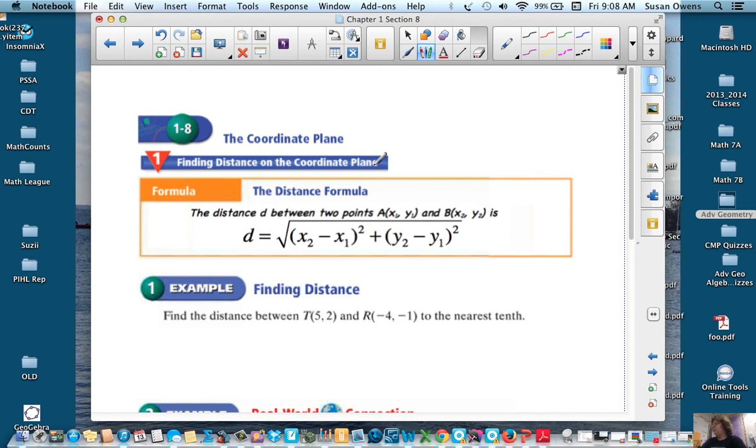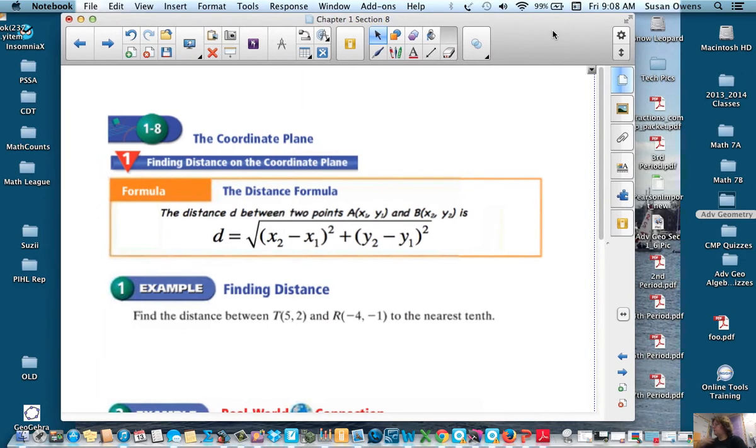Today's video is for Advanced Geometry Chapter 1, Section 8, the coordinate plane. So we're going to have two formulas today which you definitely have seen before, so it's not a very hard section. But there are a couple things I want to mention, and especially for the distance formula. I do derive this one, but I like to derive it in class. So we start out with the distance formula.